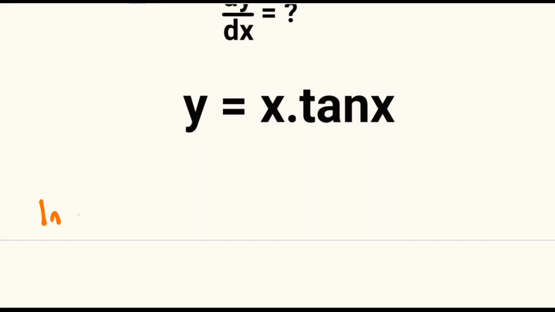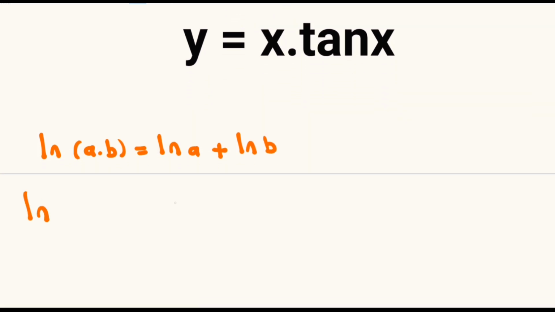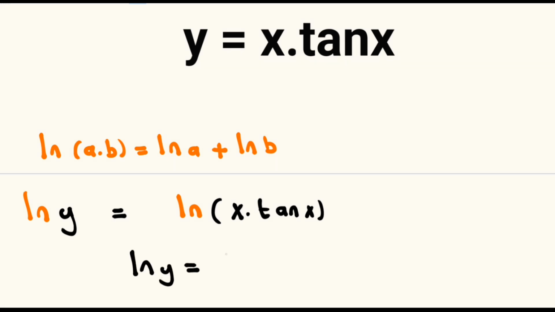We know that if we have the ln of a multiplied by b, then this will be equal to the ln of a plus the ln of b. So in this case, we are going to apply the ln both sides of the equation. On the left hand side, we'll have the ln of y, and on the right hand side, we'll have the ln of x multiplied by tan x. So the ln of y will be equal to the ln x plus the ln of the tan x according to that law.